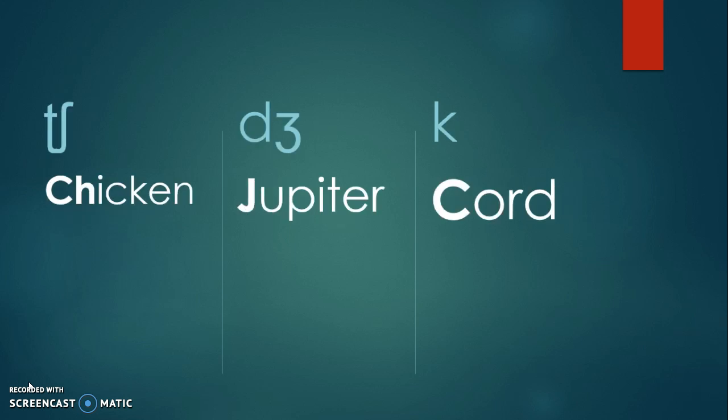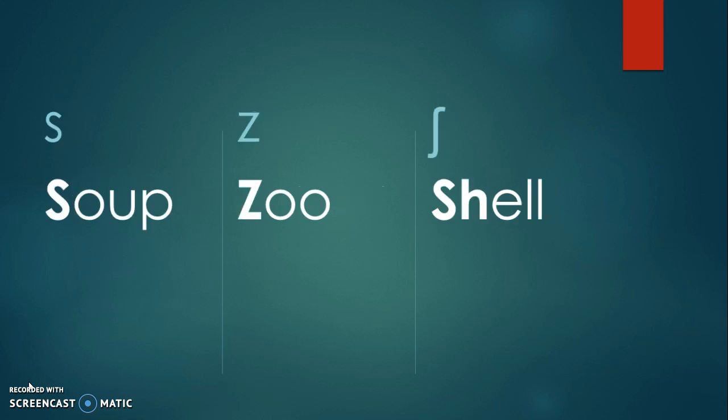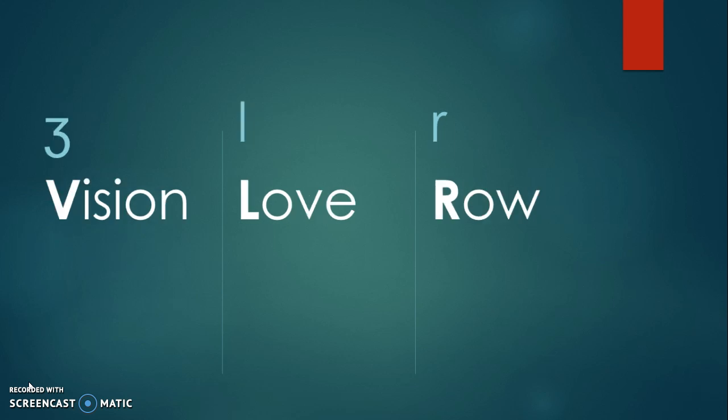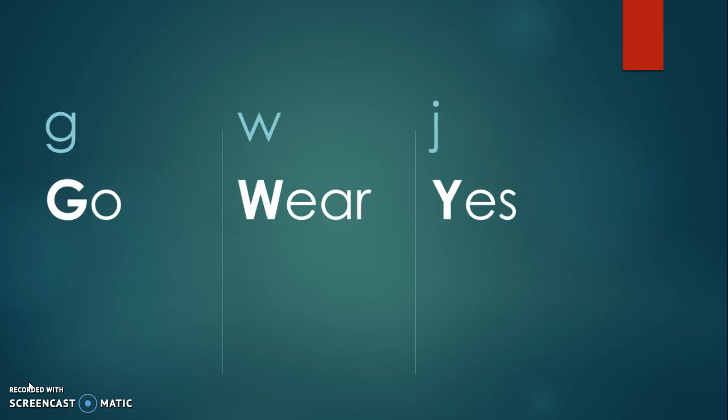the ch for chicken, the j for Jupiter, K for cord, S for soup, Z for zoo, sh for shell, the zh for vision, the L for love, the R for row, G for go, W for where, the J sound for yes.